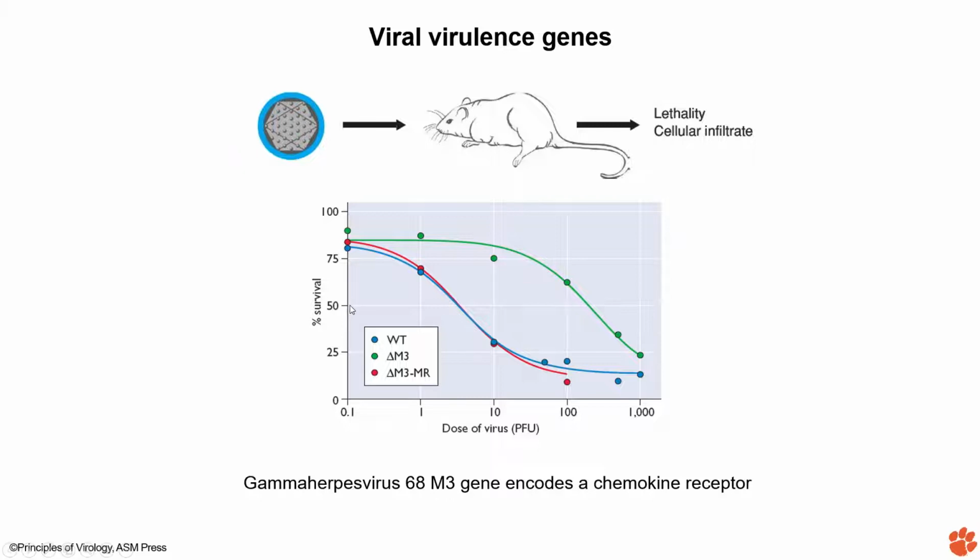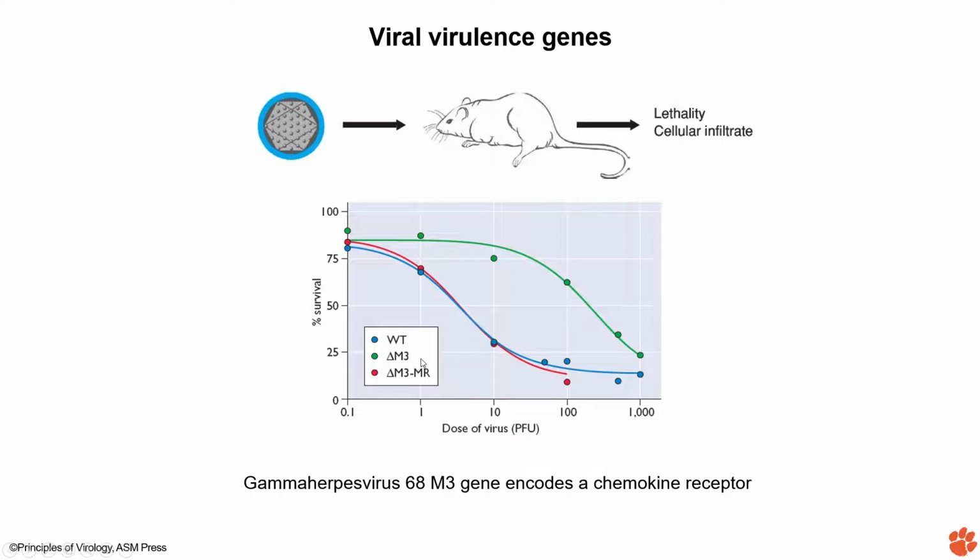This is your LD50. You just go straight and see that right here it intersects with a blue line. And if you just go straight down, approximately, just like eyeball, you say about 5. So the 5 PFU is the 50% LD50. So the LD50 for the wild type virus is about 5.